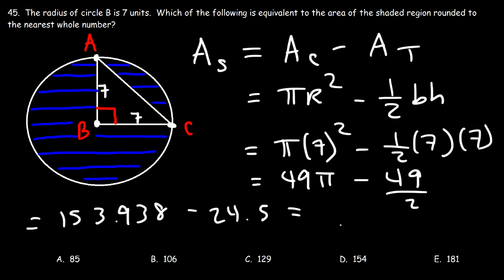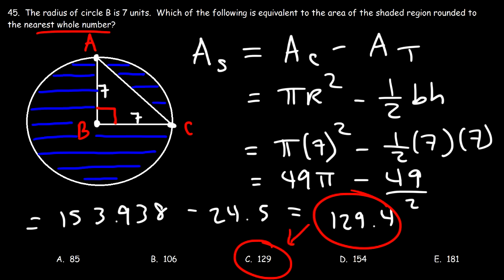So this will give us a rounded answer of 129.4, which we can round to the nearest whole number, so that's going to be 129. C is the right answer.